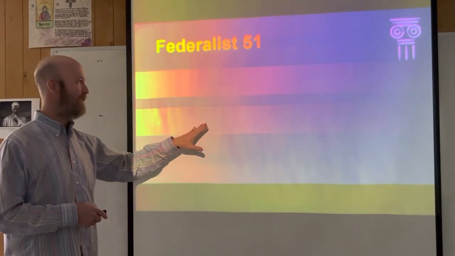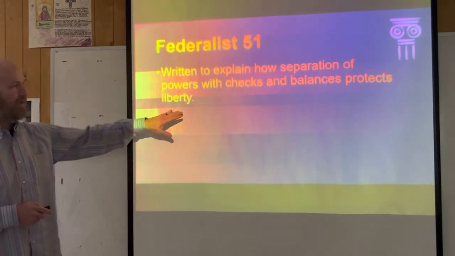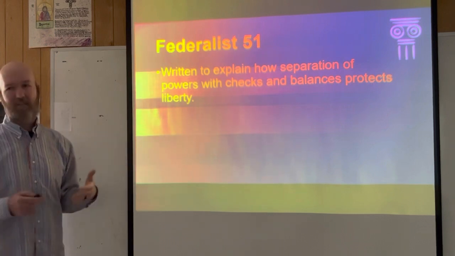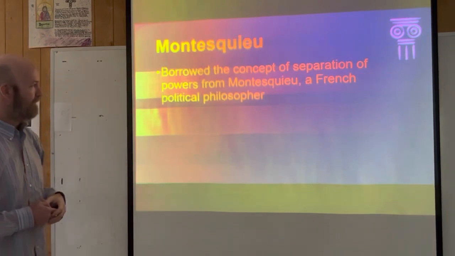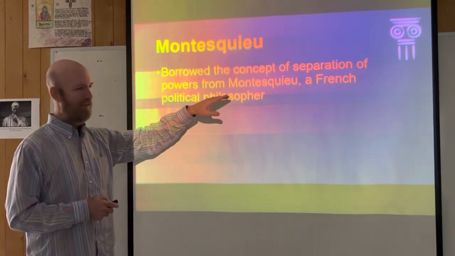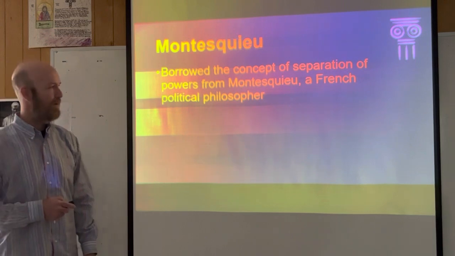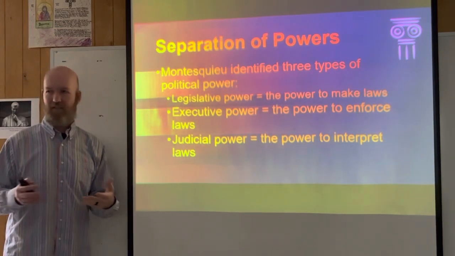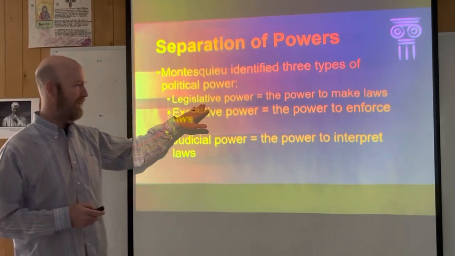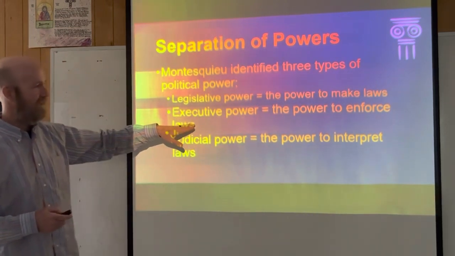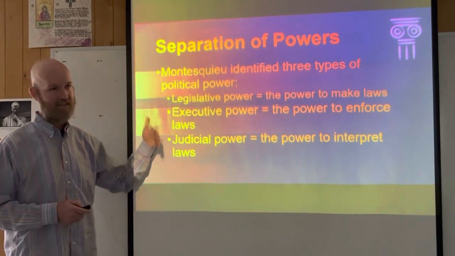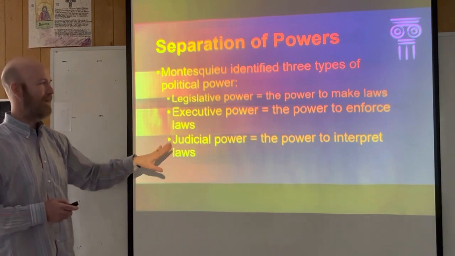Finally, Federalist Paper 51. It was written to explain how separation of powers with checks and balances will protect the liberty of the American people. They borrowed a lot of ideas from Montesquieu, who you remember, the French philosopher who wrote about separation of powers. According to Montesquieu, a good government will have 3 branches, each with divided powers. The legislative will make laws, the executive will enforce the laws, and the judicial will interpret the laws. And that's the exact same system we have, straight from Montesquieu.